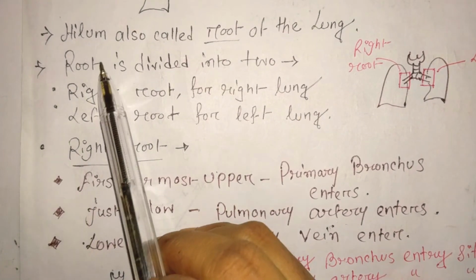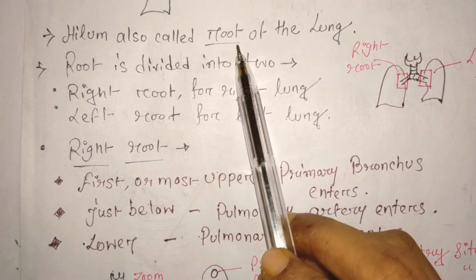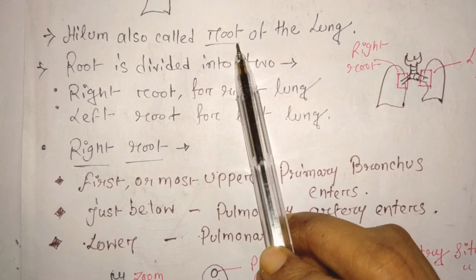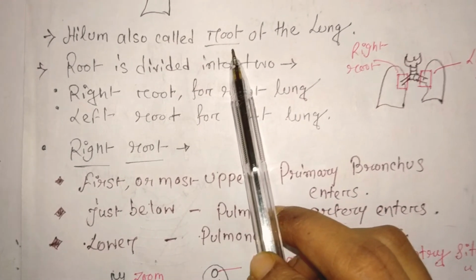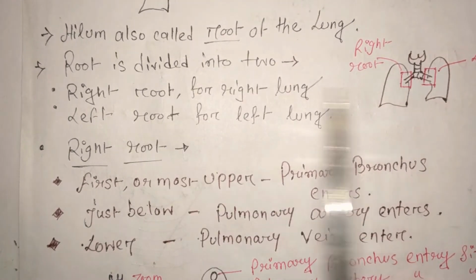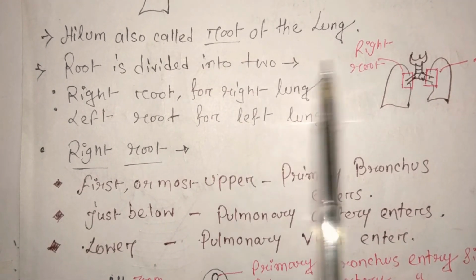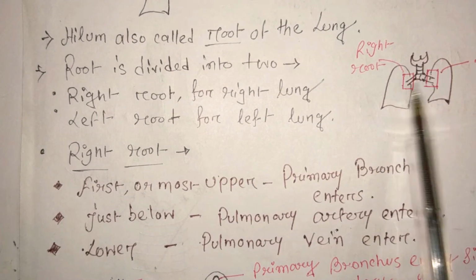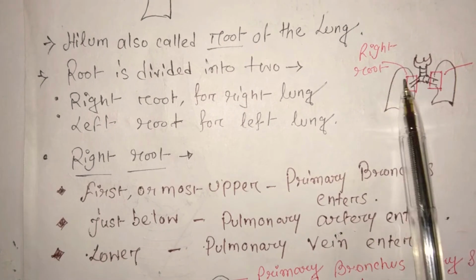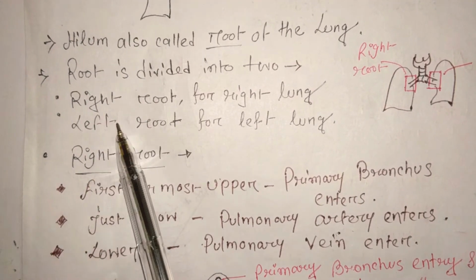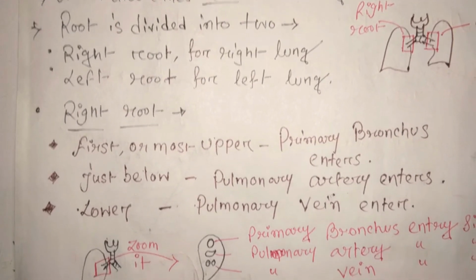So the hilum is also called the root of the lung, because it is a passage for the primary bronchus, for the pulmonary artery and vein, for the bronchial artery and vein, and for the lymphatics, obviously. So we divide the root into two parts. Why? Because we have two lungs, right? There are two primary bronchi, and the pulmonary vein and pulmonary artery enter from both sides of our lungs. So we have two roots: the right root for the right lung and the left root for the left lung. Simple, right? So at first, the right root.